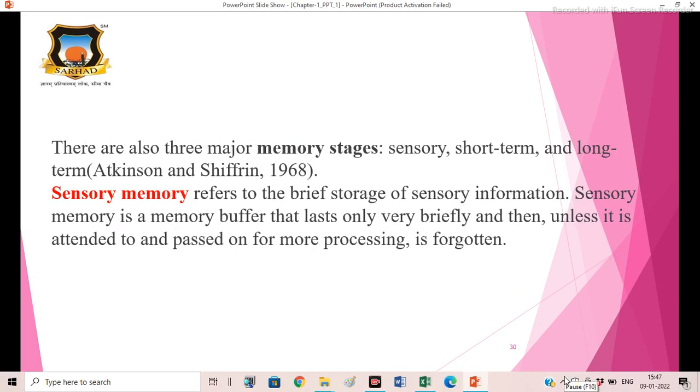So let us discuss the three major memory stages, that is sensory, then short-term and long-term. The first is sensory memory. The sensory memory refers to the brief storage of sensory information. Sensory memory is a buffer that lasts only very briefly and then, unless it is attended to and passed on for more processing, is forgotten.